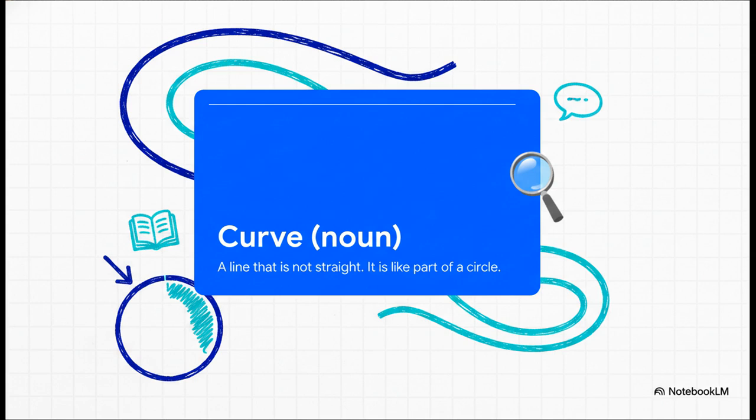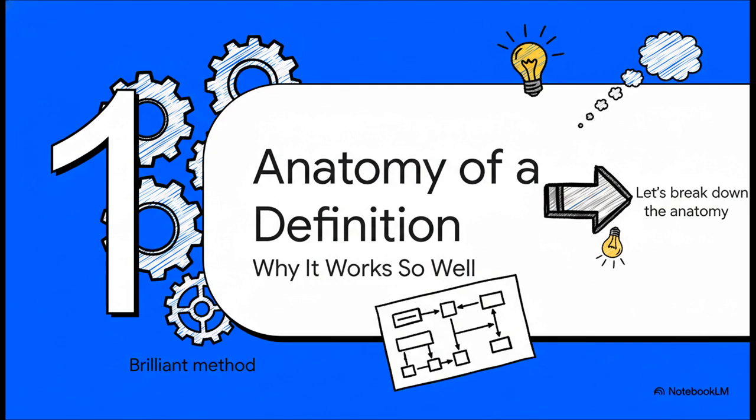Okay, now let's look at the definition from our source, the Simple English Dictionary. A line that is not straight, it is like part of a circle. That's it. It's so clean, so direct, there are no complicated words in there. You instantly get it, and that simplicity is definitely not an accident. There's actually a brilliant method behind this clarity, so let's break down the anatomy of this simple definition and see why it works so incredibly well.